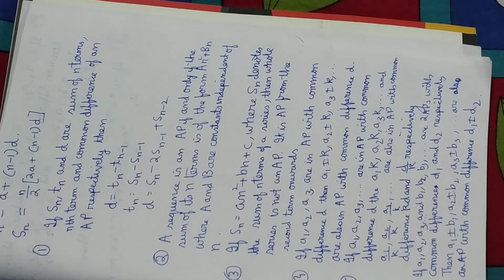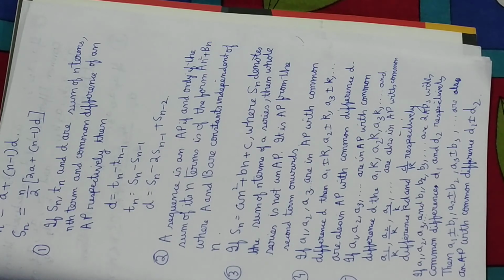Second property says, a sequence is an AP if and only if the sum of its n terms is of the form an square plus bn, where a and b are constants independent of n. Third property says, if Sn is equal to an square plus bn plus c, where Sn denotes the sum of n terms of a series, then the whole series is not an AP. It is AP from the second term onwards.